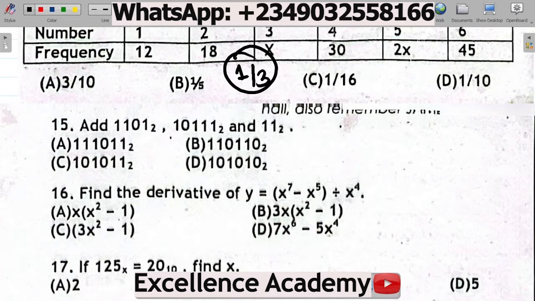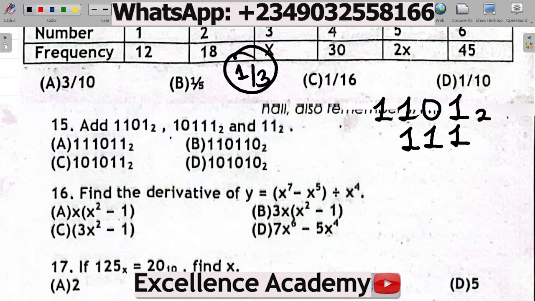Let's add that. So let's write this down. The first thing you have there is 1101 base 2. Next up you have 10111 base 2. Then finally you now have 11 base 2.